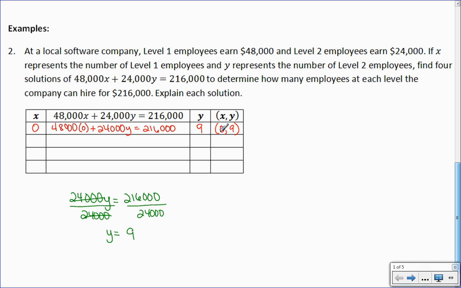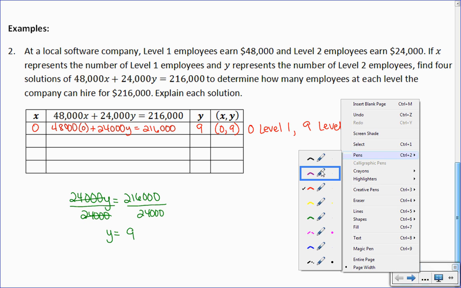And what this means, because X is the number of level 1 employees, is that there are 0 level 1 and 9 level 2. And that solution would make sense with this problem. It's possible that the company could decide to spend all their money on hiring just level 2 employees, in which case they would have 0 level 1 and 9 level 2. That's fine. Let's find another solution.